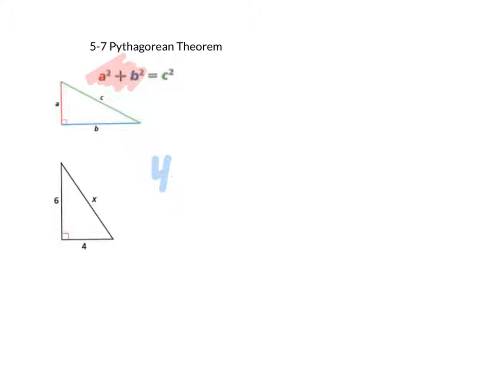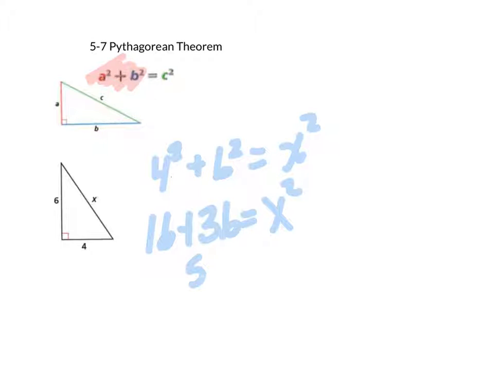So I'm going to do my a squared plus b squared equals c squared. And next I would do my exponents. So 4 squared is 16 plus 6 squared is 36 equals x squared. 52 equals x squared. And you can begin to simplify that. If your calculator doesn't do it for you and you square root each side, then you want to use a factor tree. You do not want to write this as a decimal.